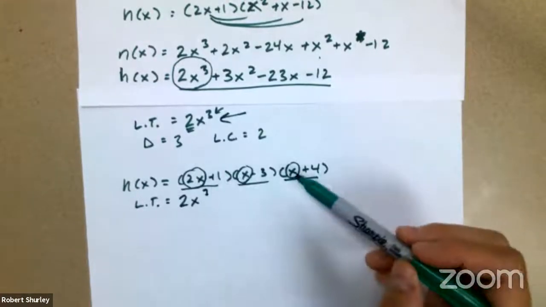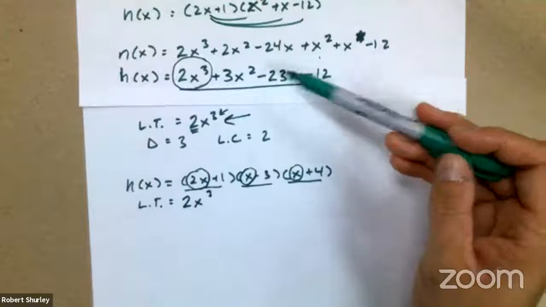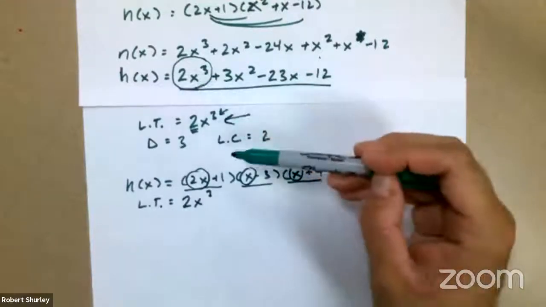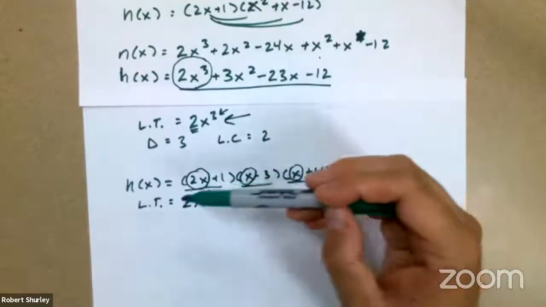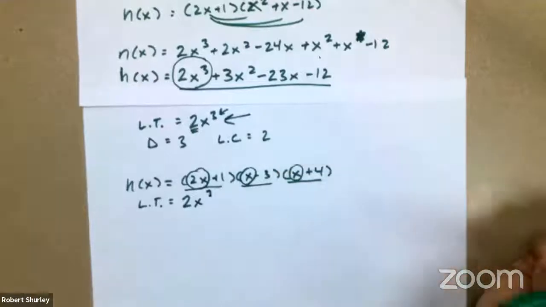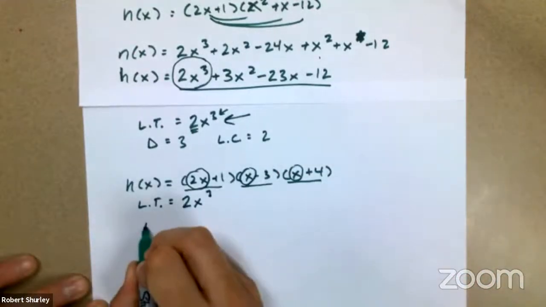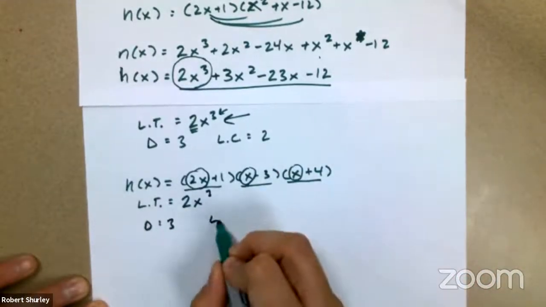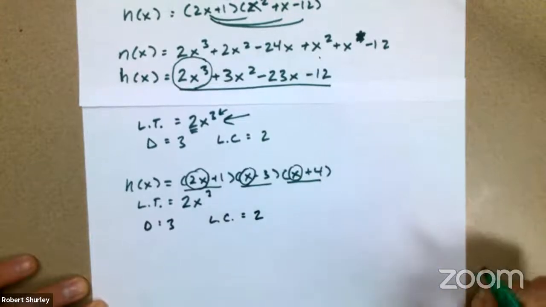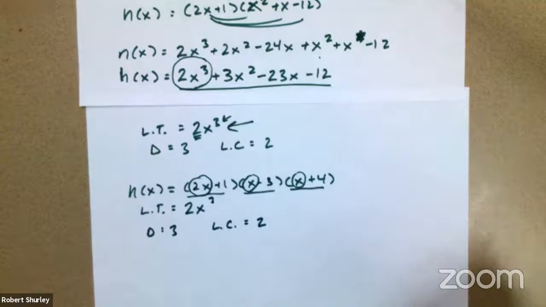So if we're given factored form, we don't have to multiply it all the way out to get the leading term. We can just multiply the highest degree term in each factor, okay? And again, we know the degree is 3 here, and the leading coefficient is 2, okay? So I'm going to do a few of these, and we're going to just determine the leading term with the degree and the leading coefficient.